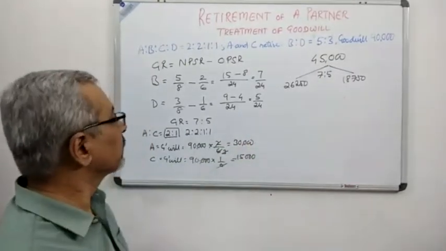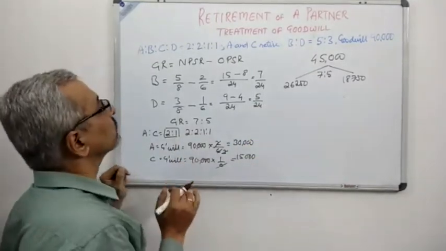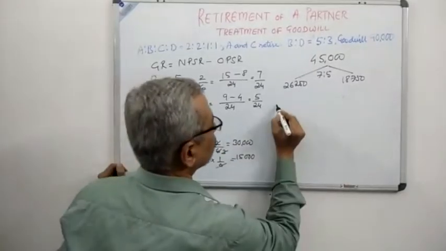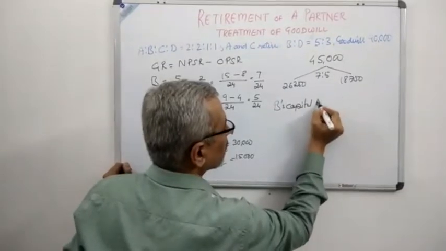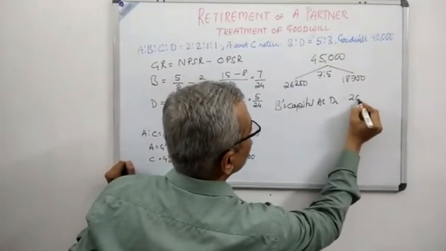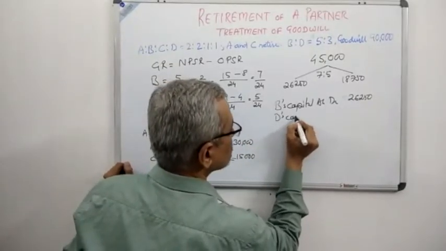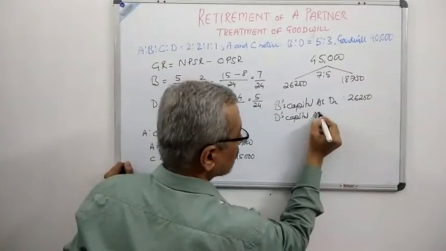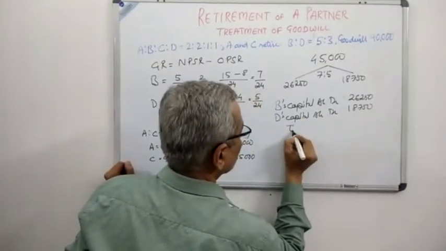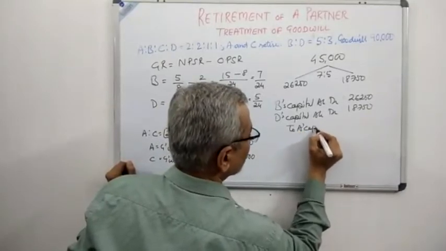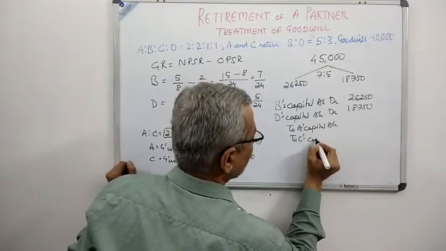So now we'll pass the journal entries for the two gaining partners and the two retiring partners, and we can see the journal entry over here. See very carefully, the journal entry will be B's capital account debit 26,250. Now the next partner is D, who is remaining and gaining also. D's capital account debit 18,750 to A's capital, A has retired, and to C's capital.